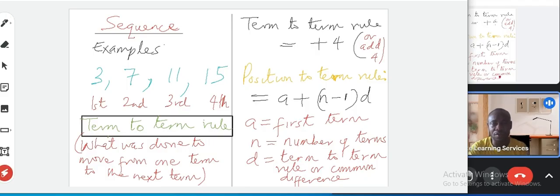So see the formula again. I'm going to put the formula in a box.